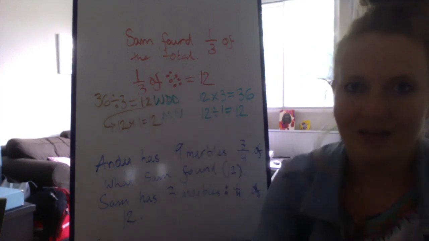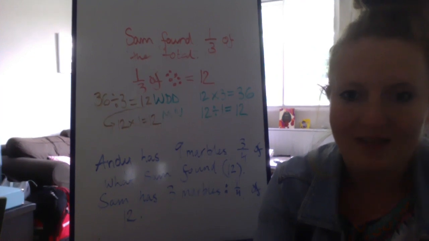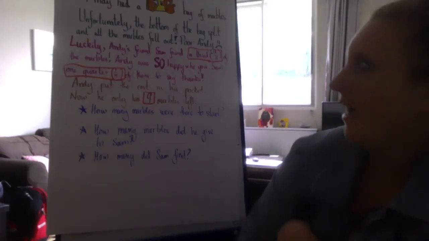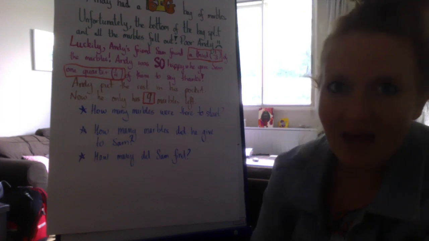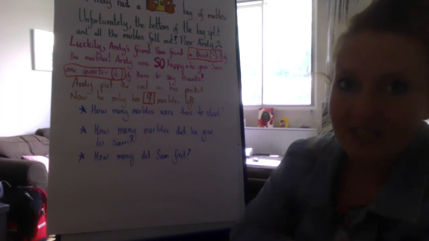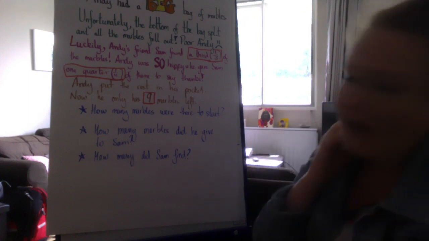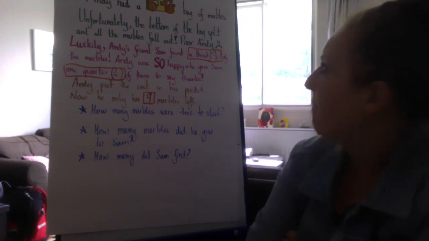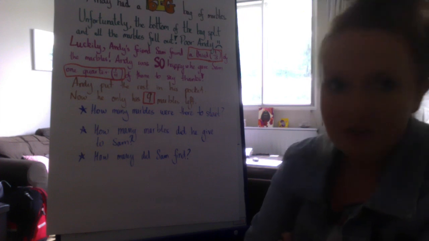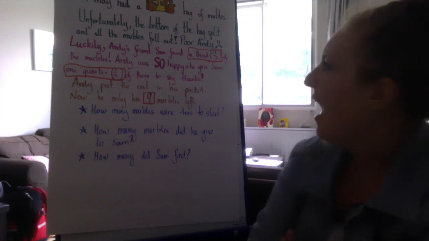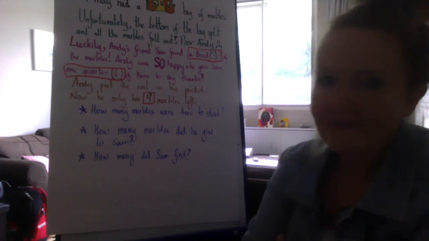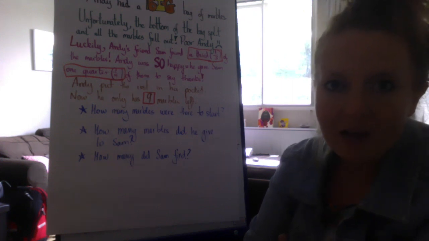Perfect. Now, let's have a look at this in our word problem again and put the numbers in. Okay, let's check. Andy had a big bag of marbles. Unfortunately, the bottom of the bag split and all the marbles fell out. And we found out that Andy had 36 marbles in his bag. Poor Andy. Luckily, Andy's friend Sam found a third of the marbles. Do you remember what a third was of 36? 12. Excellent. Andy was so happy, so he gave Sam 1/4 of that 12.